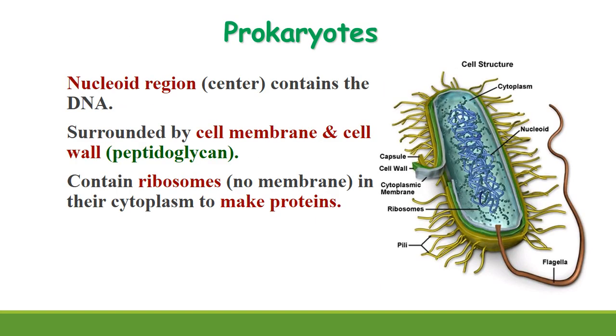The nuclear region is located in the central part of the cell. It consists of DNA. The DNA is surrounded by the cell membrane and cell wall. They contain ribosomes without membranes in their cytoplasm to make essential proteins.